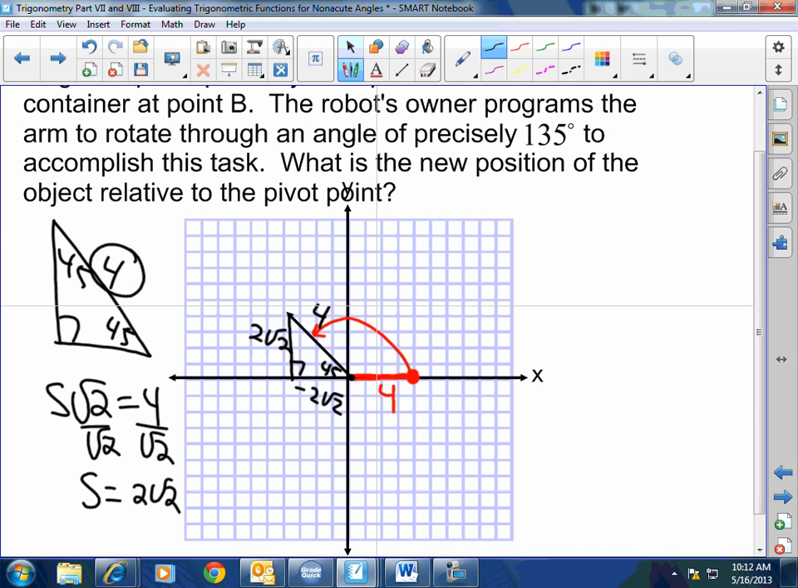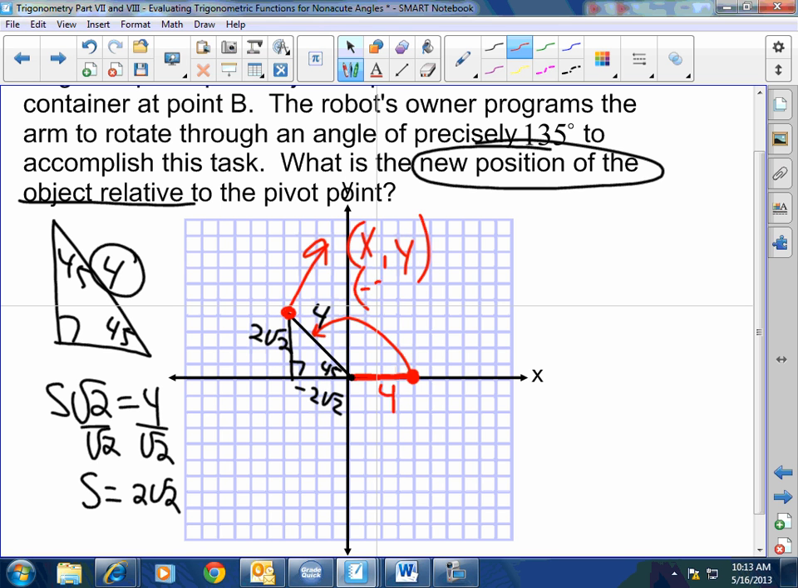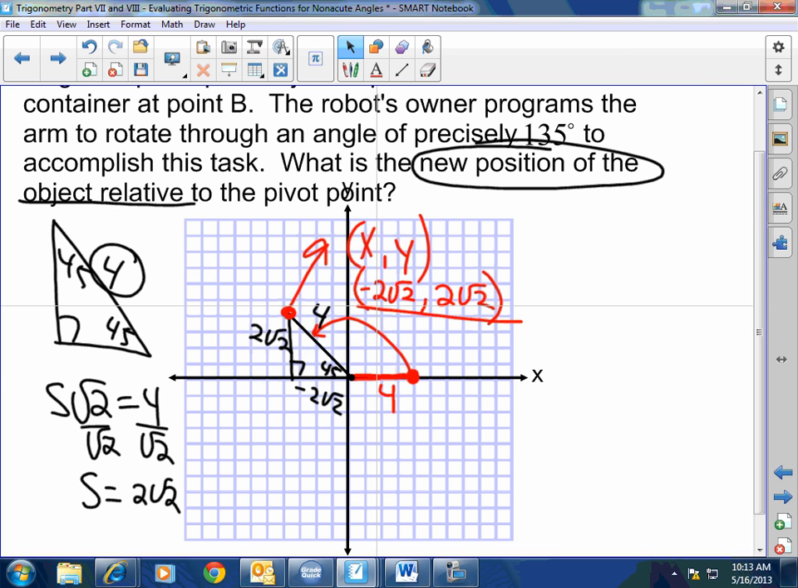The exact coordinates, the location, because they want to know what is the new position of the object relative to the pivot point. So they want to know in this circle, because remember there's a circle going on here, what is that position. Well, that position is x comma y, which in this case is -2 square root of 2 comma 2 square root of 2. And that's how you find your new position.